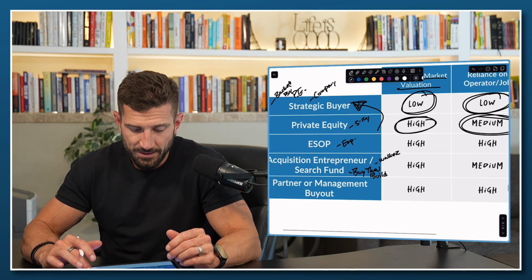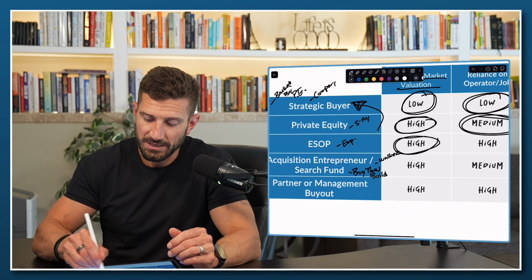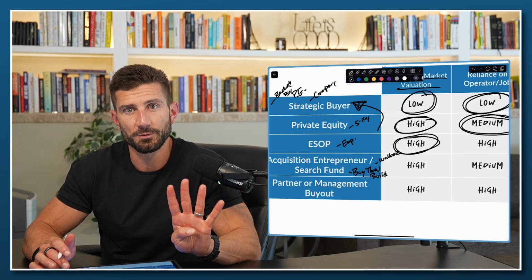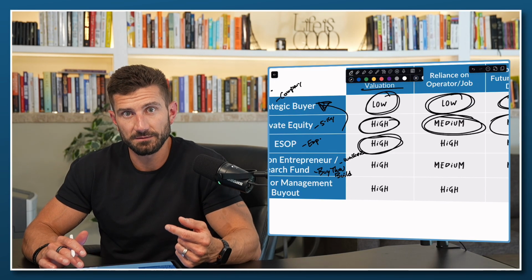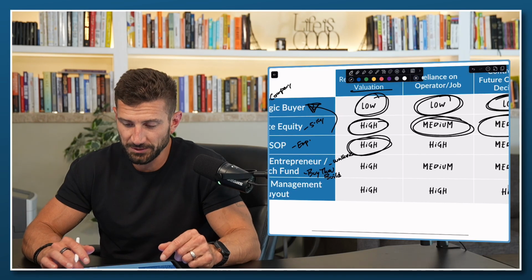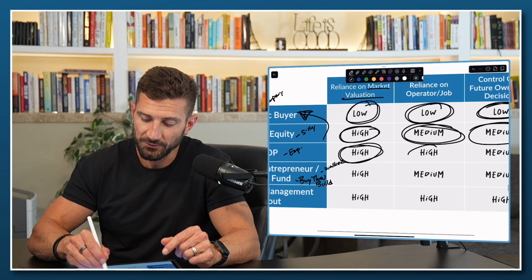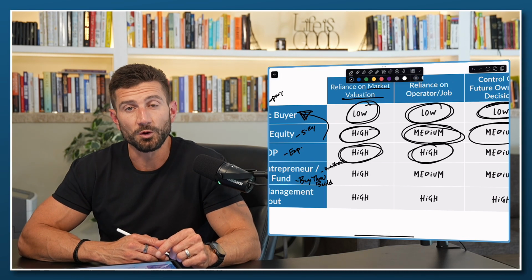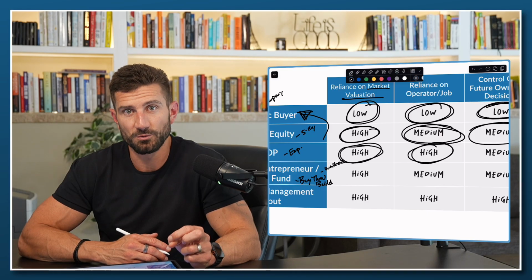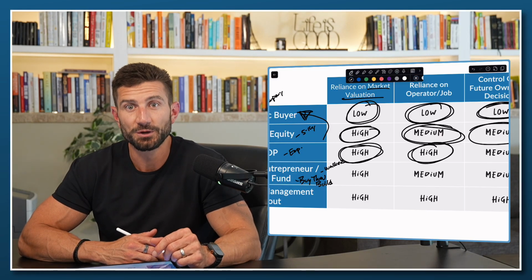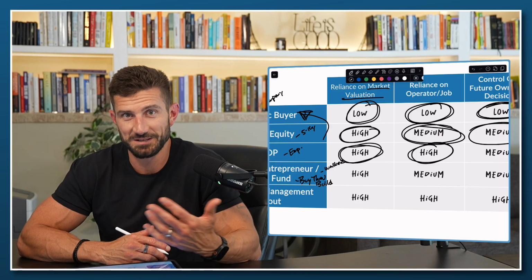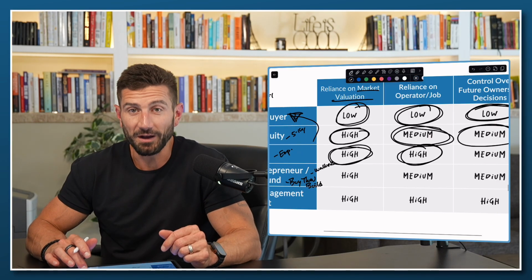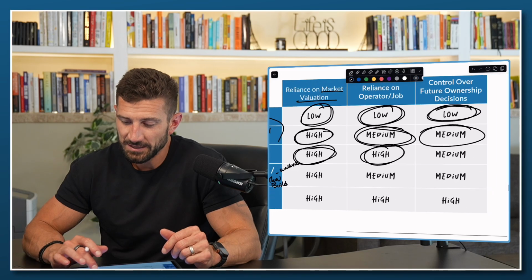The ESOP: there's a high reliance on the market valuation, those 4 KPIs, and being able to fund that debt with the cash flow from the company. You have to work yourself out of a job. It's an ownership buyout. There's no change in the operations day 2. So if you hate your company, hate your employees, and you don't like your job, day 2, it's going to be the same company. But if you love it, that's a great thing.